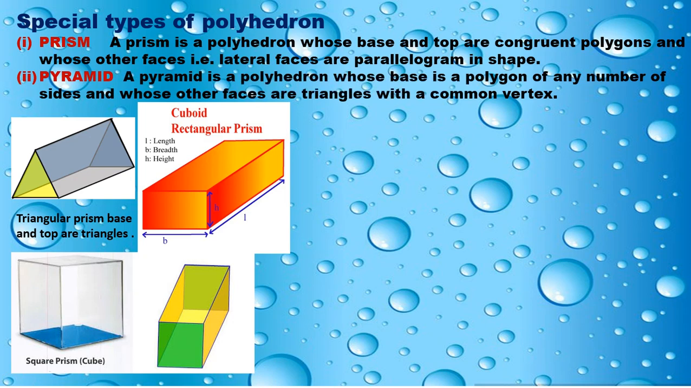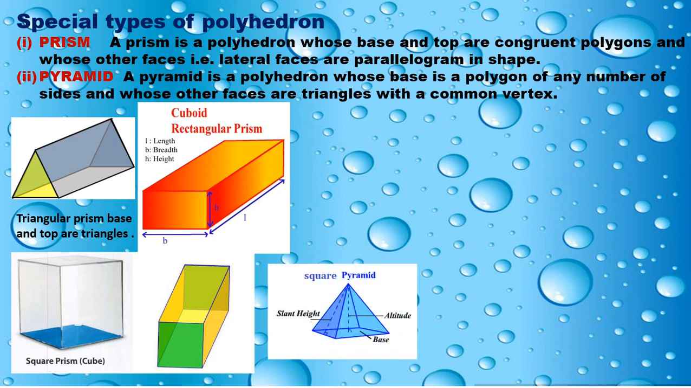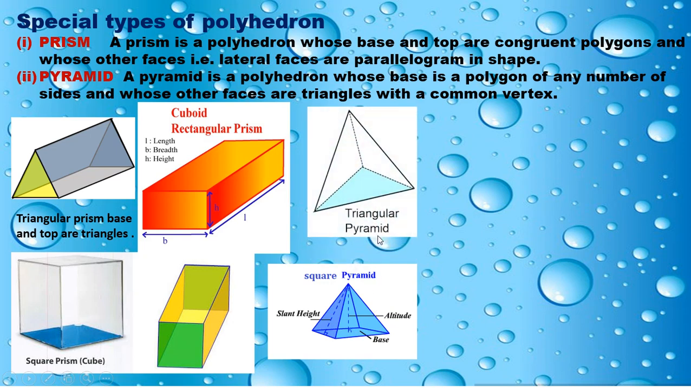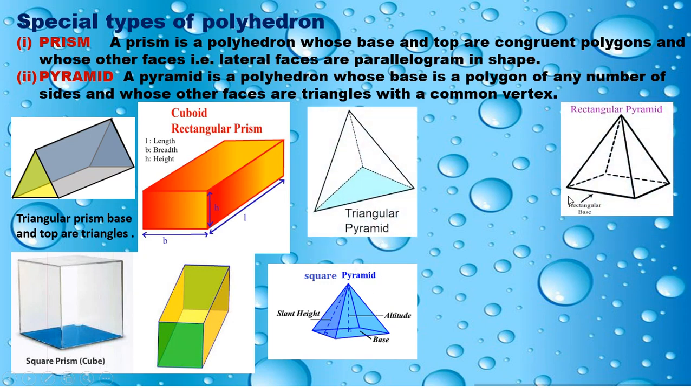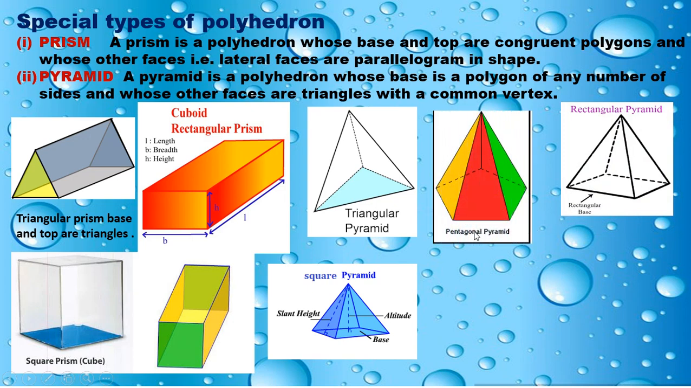Now let's take a pyramid. A pyramid is also a polyhedron whose base is a polygon of any number of sides and whose other faces are triangles with a common vertex. So here the base is a 4-sided polygon, and the lateral faces are triangles and they meet at a point, that is the vertex. So this is the square pyramid. We have the triangular pyramid also, rectangular pyramid, pentagonal pyramid.